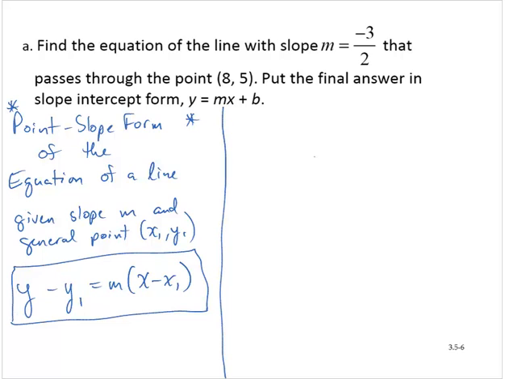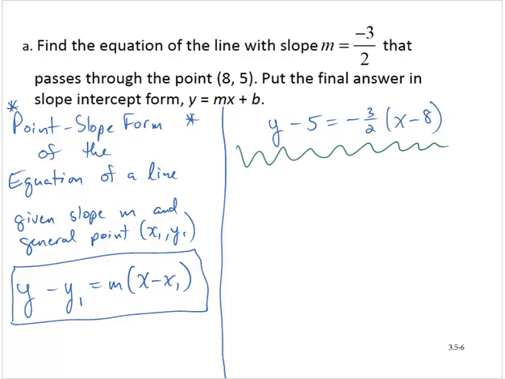So using the point-slope form, I could write y minus 5 is equal to -3/2 of (x minus 8). That is the point-slope form of the equation of the line. The problem asks us for the slope-intercept form, y equals mx plus b. Alright, so to get there, it's not too difficult.